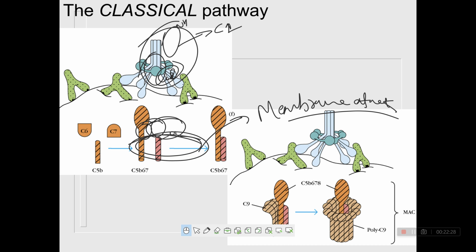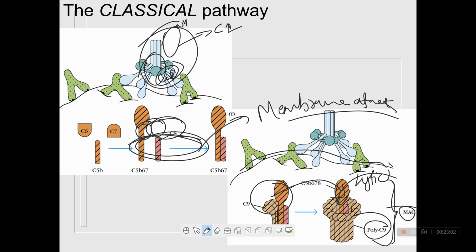When C5 is activated, it activates C6 and C7, and they go like that and bind to C9. After that, they phagocytose. When poly C9 is present, it acts as a membrane attack complex and helps in the lytic cycle, and it destroys the pathogen.